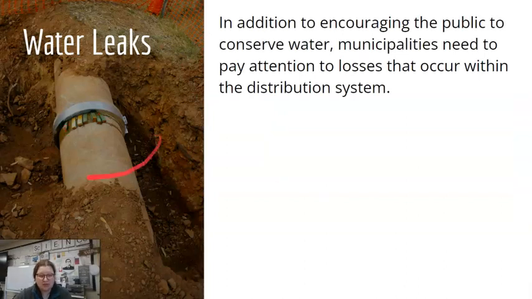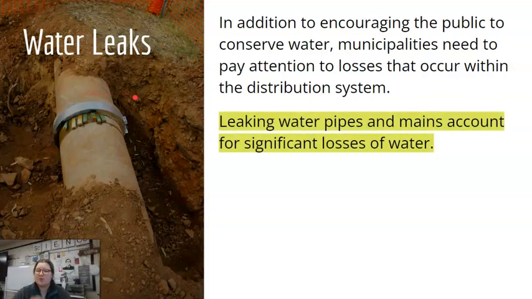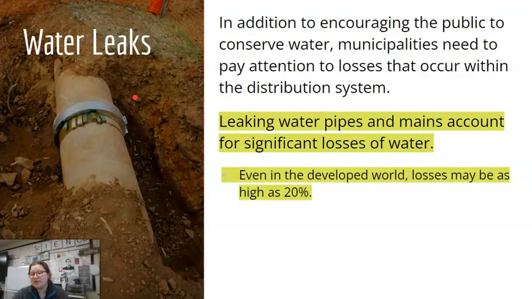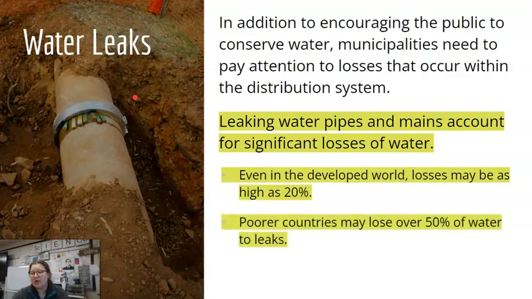With most of our water being provided by municipal services, meaning, again, it's piped to us from the city, there are some issues. In addition to encouraging the public to conserve water, municipalities need to pay attention to losses that occur within their own distribution system. Leaking water pipes and mains account for significant losses of water. In the developed world, losses may be as high as 20%, and in poorer countries that don't have the technology or the money for different types of pipes, they may lose up to 50% of water to leaks.